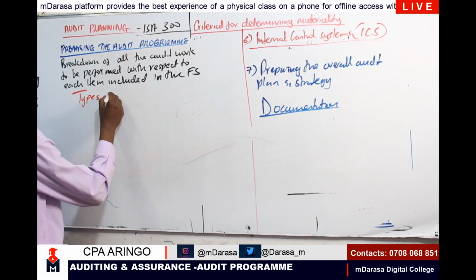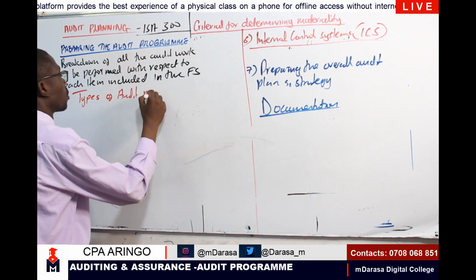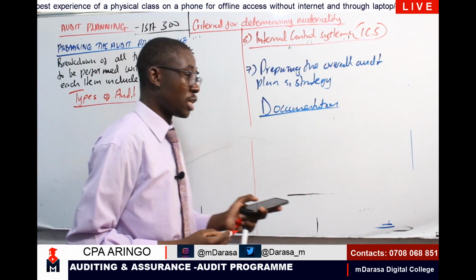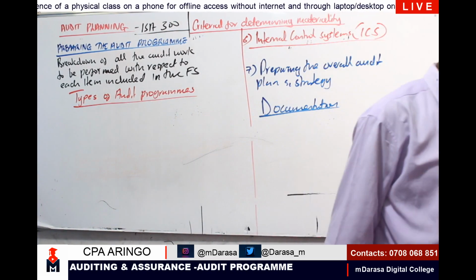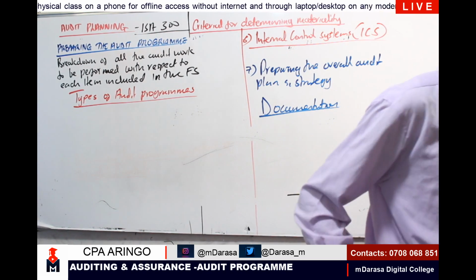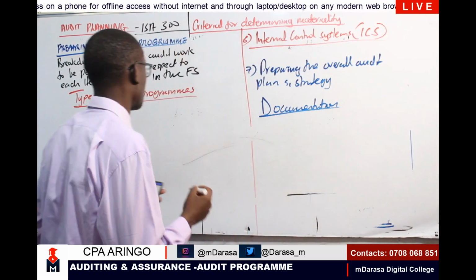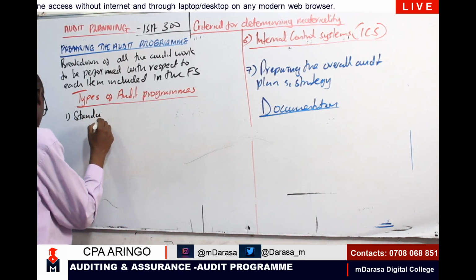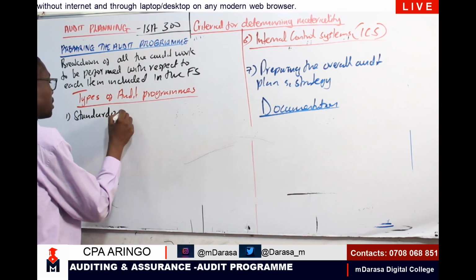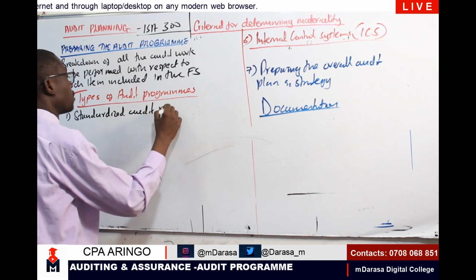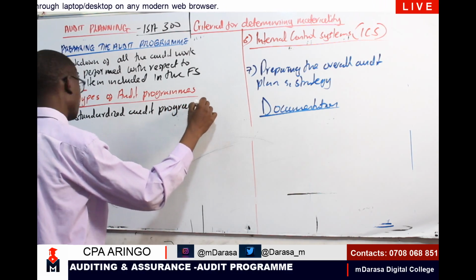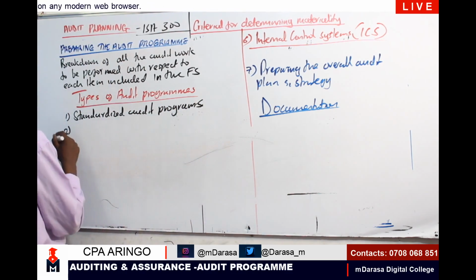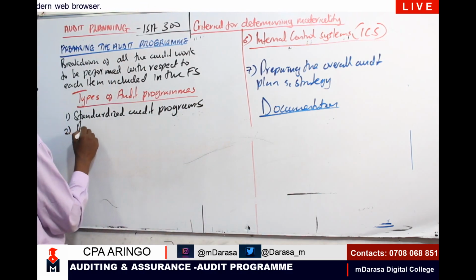Types of audit programs. My good students, we'll always be considering two main types. Number one, the standardized audit programs. Number two, we normally talk about the progressive audit programs.